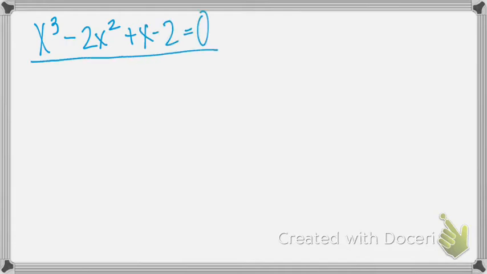You're going to want to write this down. x cubed minus 2x squared plus x minus 2 equals 0, divided by x minus 2. All right, now we're going to set this up just like a division problem, just like we always would if we said 42 divided by 7.